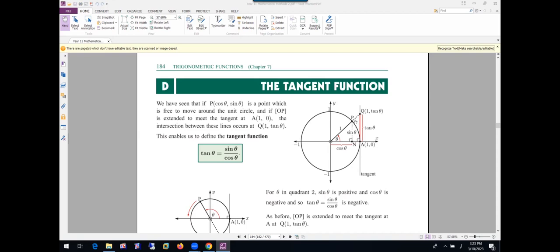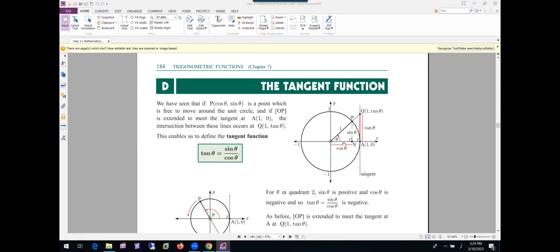1 times sine theta is sine theta. Similarly, if you find cos theta of this triangle, it will be the adjacent side divided by the hypotenuse, which is 1, right? So the adjacent side over 1 is cos theta. And when you take that 1 to the other side, cos theta equals the adjacent side. So that's why the opposite side is sine theta and the adjacent side is cos theta.